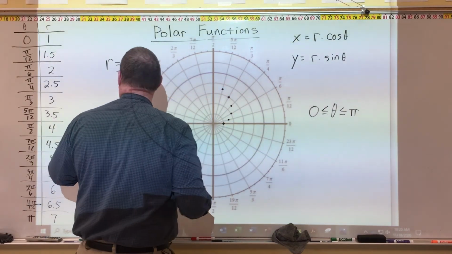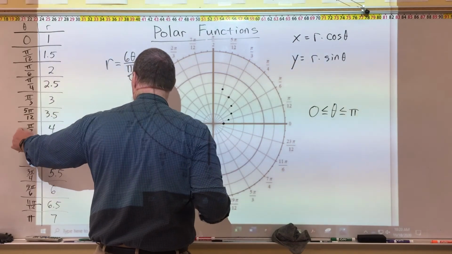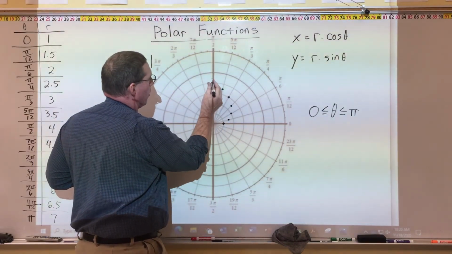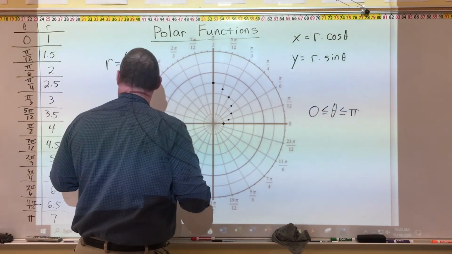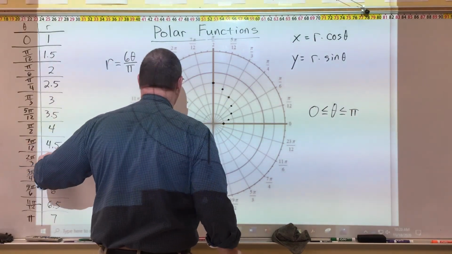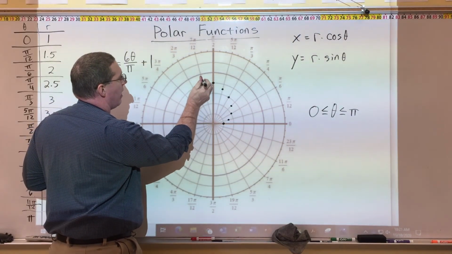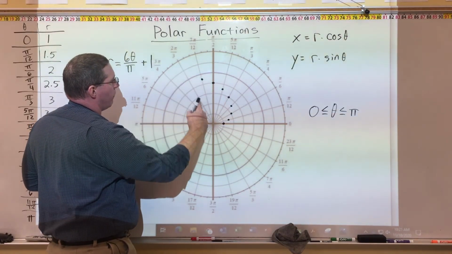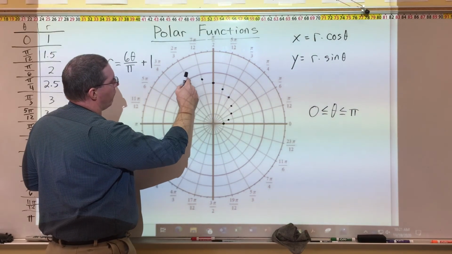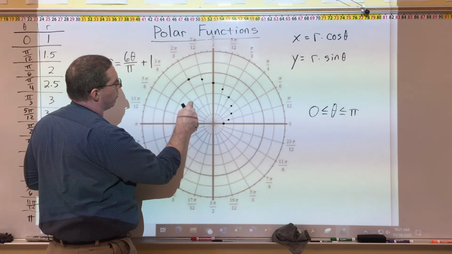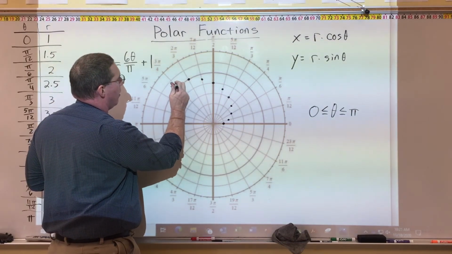All right. Then we're going to go to pi over 2 and 4. Here's pi over 2, 1, 2, 3, 4. So put a dot right there. And now we'll do 7 pi over 12 and 4.5. 1, 2, 3, 4, 4.5. And then 2 pi over 3 and 5. 1, 2, 3, 4, 5. 3 pi over 4 and 5.5, 1, 2, 3, 4, 5.5.